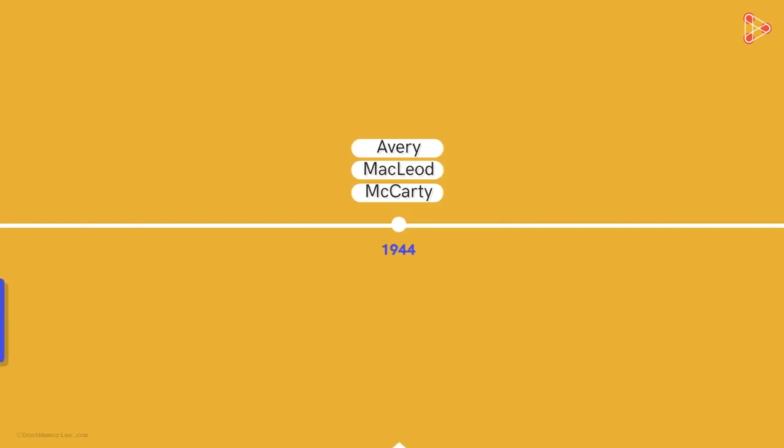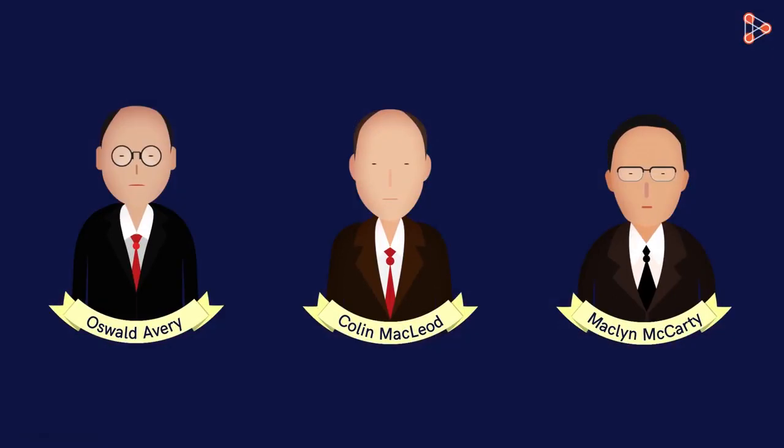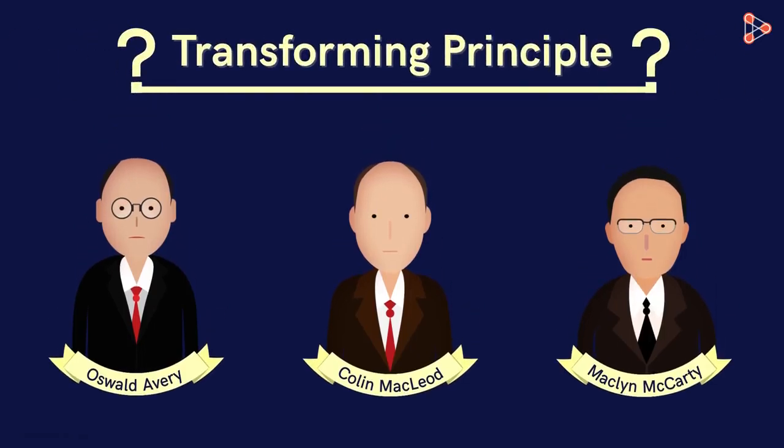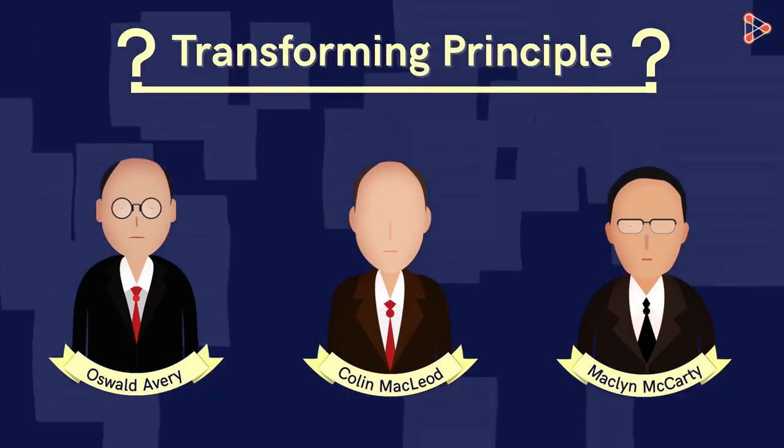Let's move a step ahead in the timeline and understand the interesting experiment performed by Avery, MacLeod, and McCarty around the year 1944. The 3 scientists were quite fascinated with Griffith's work. Just like others, even they were curious to know what the transforming principle was. So they thought of continuing the same experiment with better research.